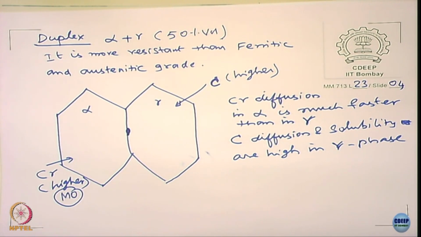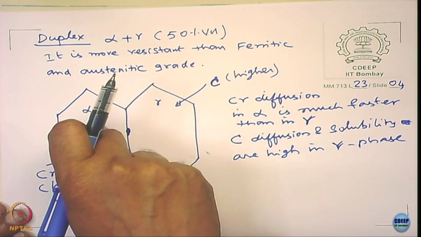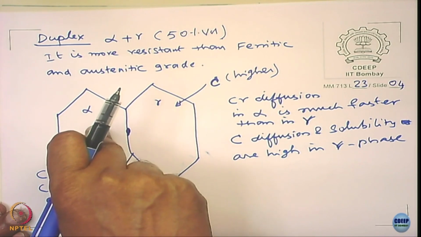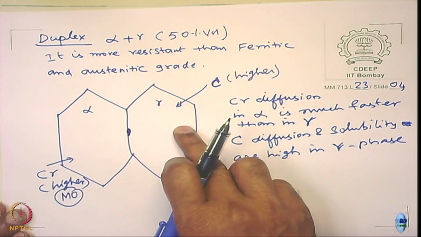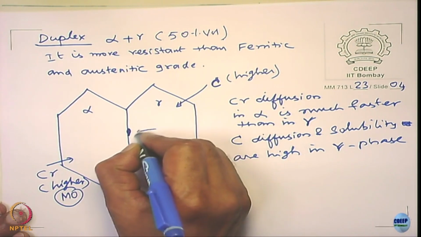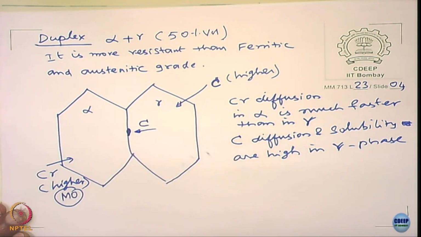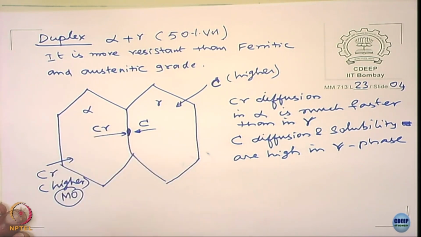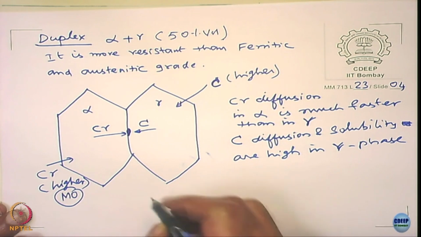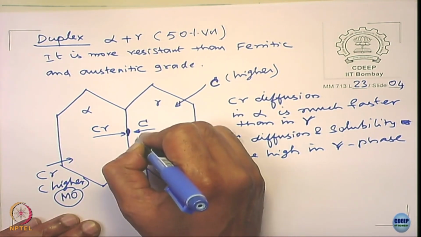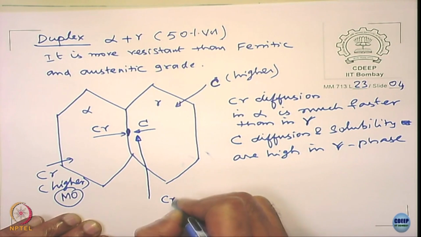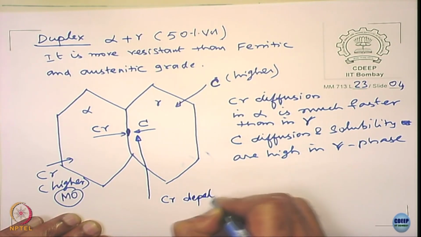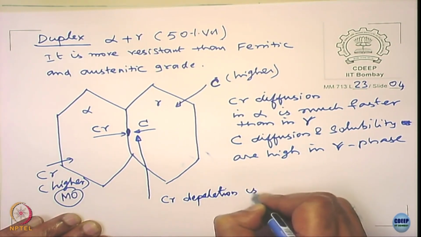Look at it. So you will have more chromium here, and the diffusion of chromium is higher in alpha, and higher carbon in gamma. Now what happens now? The carbon diffuses fast here and chromium diffuses fast here. So what happens? Now if it happens, what happens? As a consequence, chromium depletion is minimal.